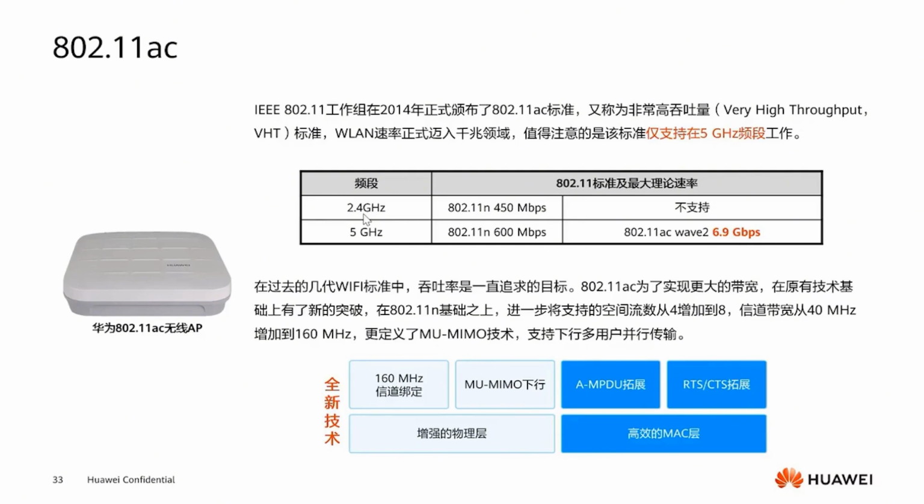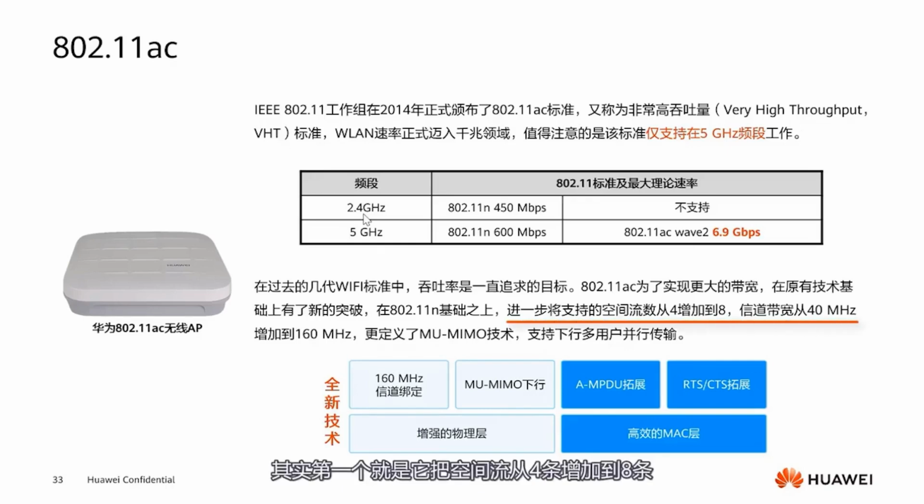How does 802.11ac achieve high throughput? Firstly, it increased spatial streams from 4 to 8. Secondly, its channel bandwidth has grown from 40 MHz to 160 MHz. Thus, it has stronger channel bandwidth and higher rates.